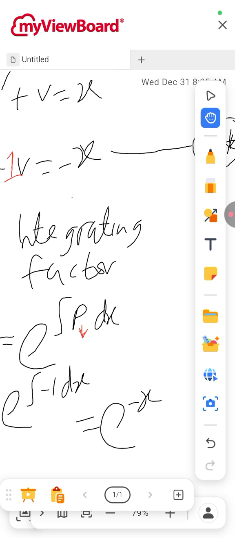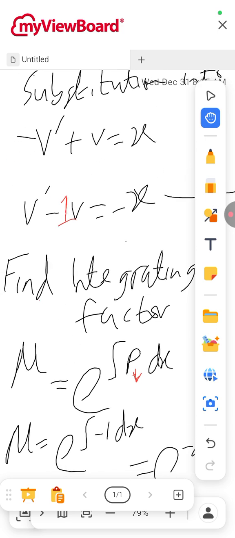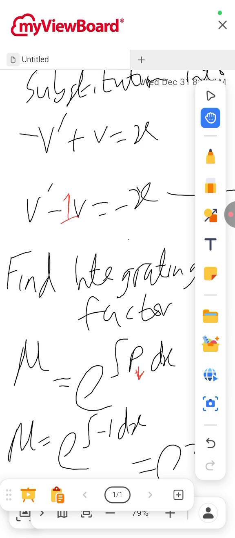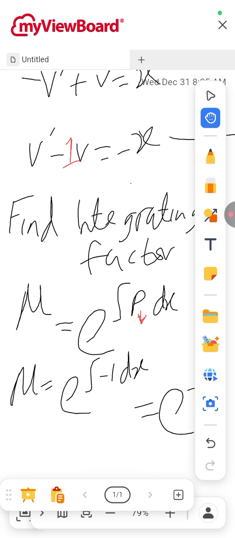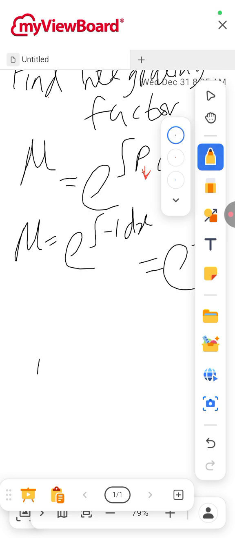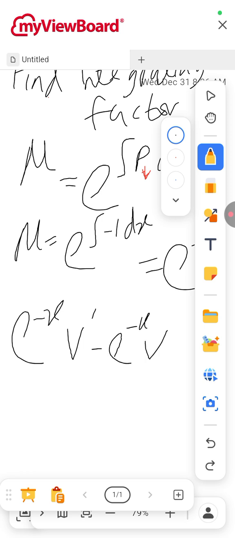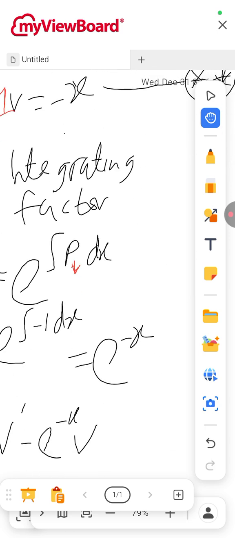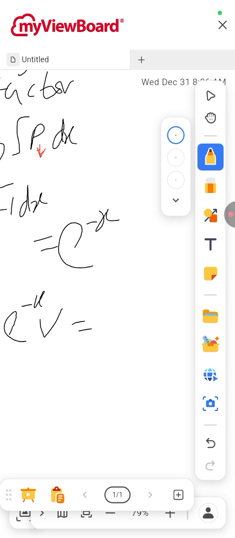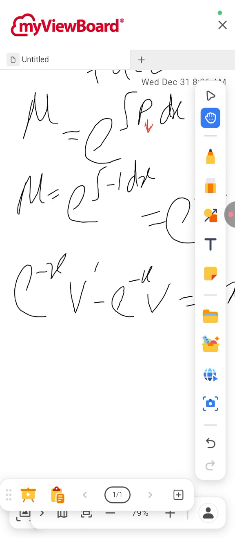So use your integrating factor to multiply the linearized equation in v. Is that clear now? So I will do that now, which means I'll be having e raised to power -x times v prime minus e raised to power -x times v equals -x multiplied by e raised to power -x. So multiply everything by that integrating factor.